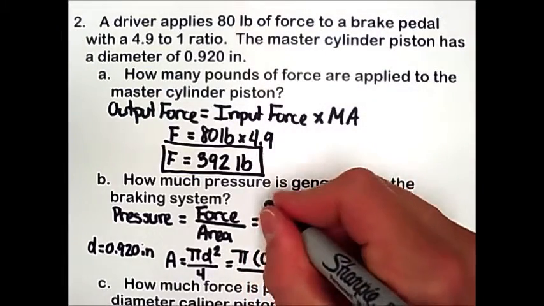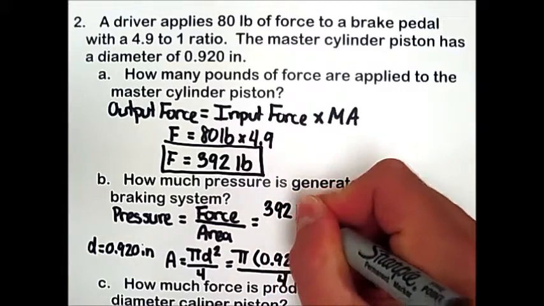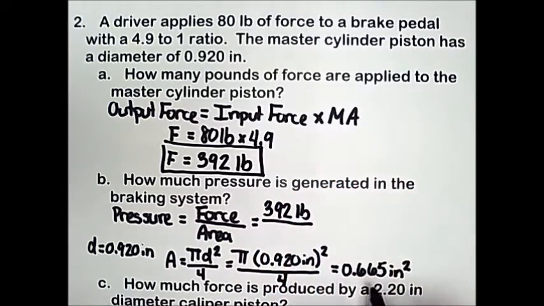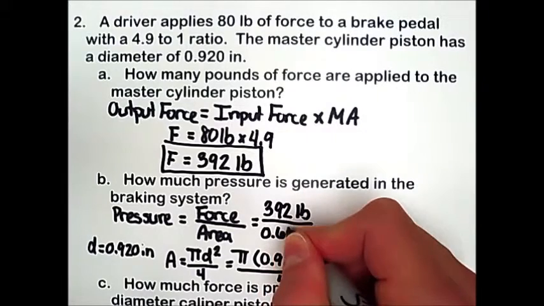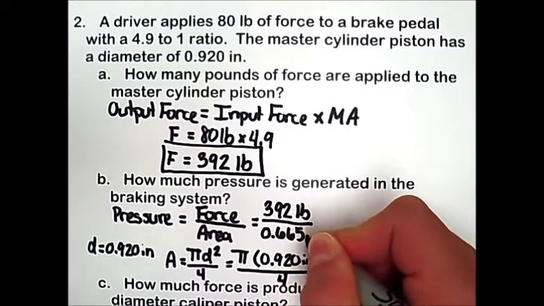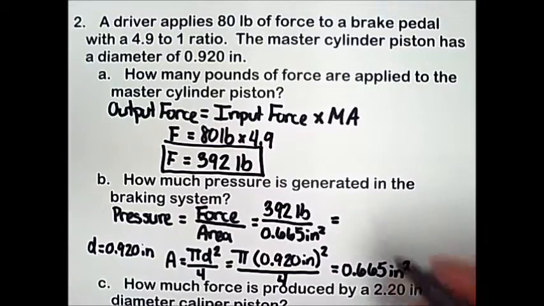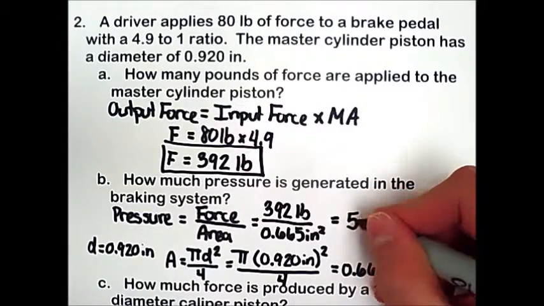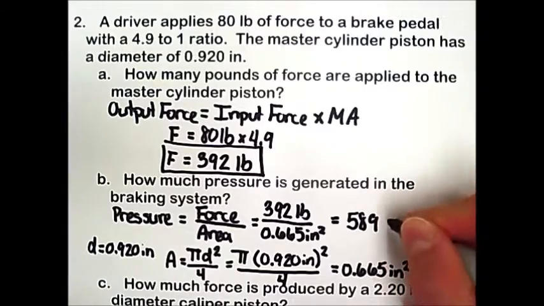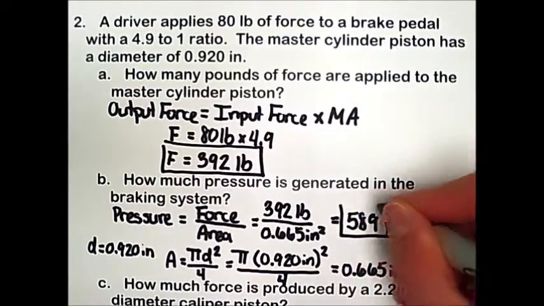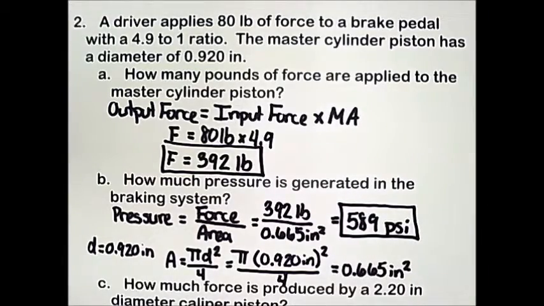So again, the force was 392 pounds. The area, 0.665 square inches. So dividing those two numbers, we should end up with a pressure of approximately 589 pounds per square inch, or PSI. So 589 pounds of pressure are generated in the braking system.